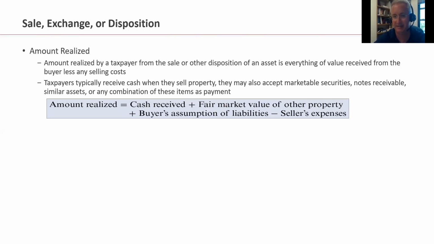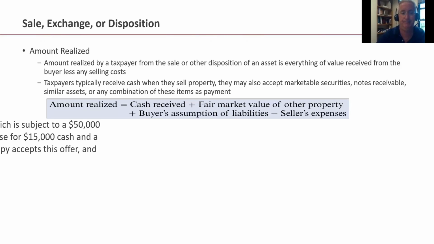So similar to the gross income rules, it's not relevant what form that compensation comes in, right? If they pay you cash, okay, I get it. If they pay you chickens, that counts as amount realized, just like it counted as gross income.